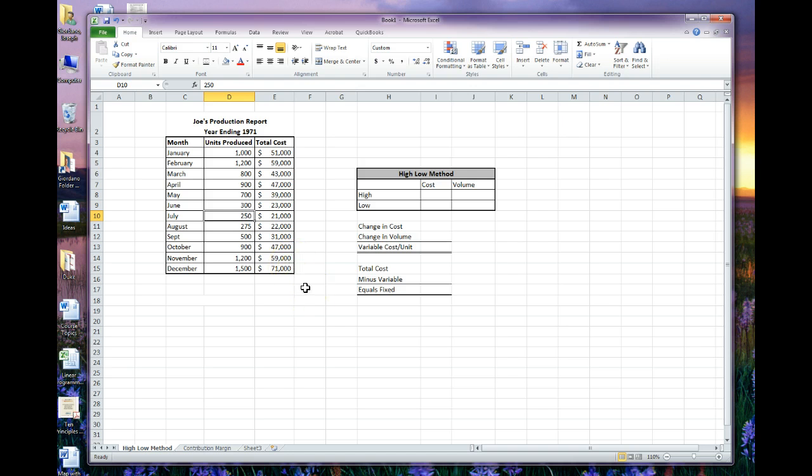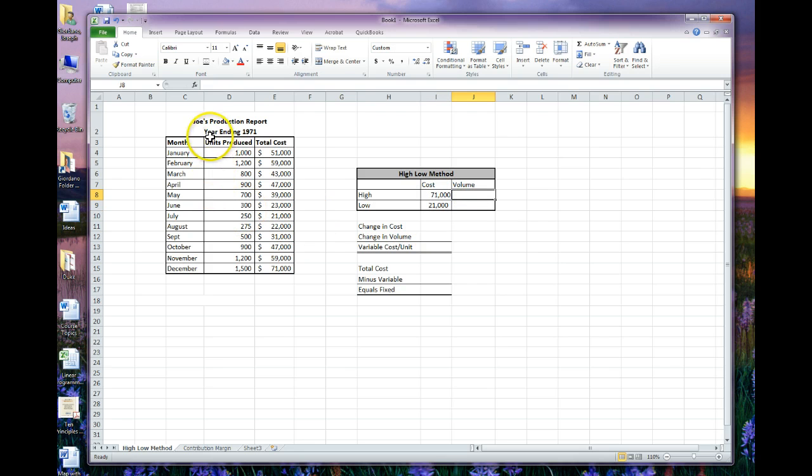Now if the fixed costs stay the same, we just need to figure out how much costs change from your low to your high. We call that the high-low method. So I built a little table over here. All you do for the high-low method is look for your high cost. My high cost is going to be in December, $71,000. And you look for your low cost, which is $21,000, coming from July.